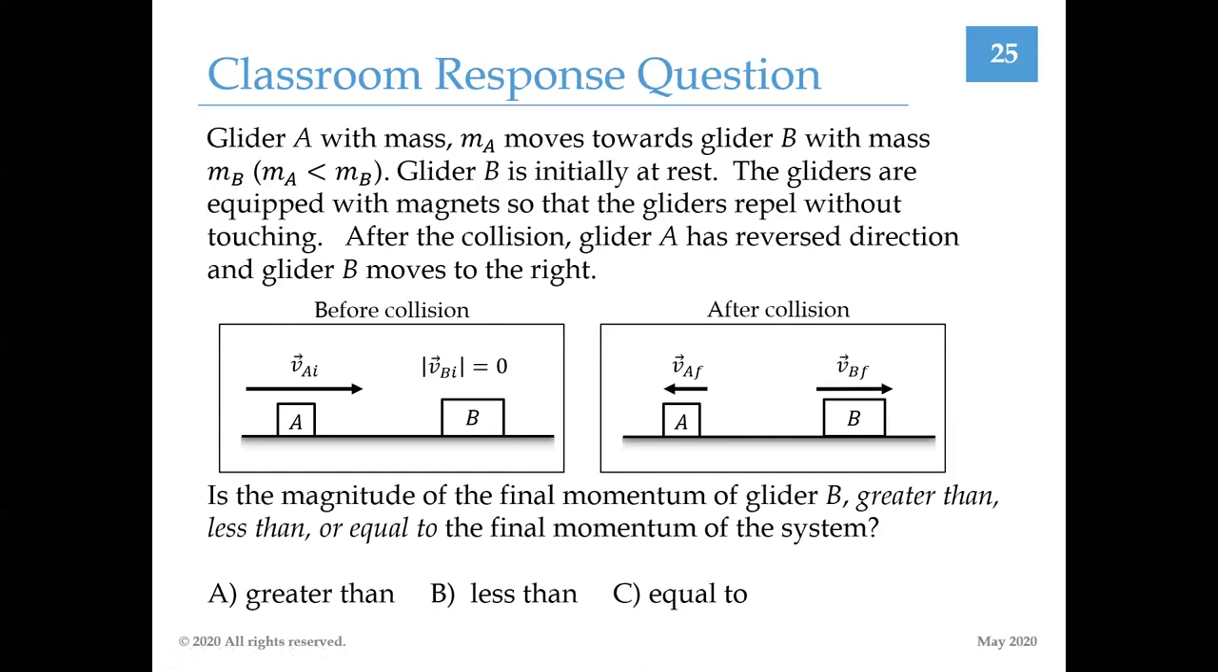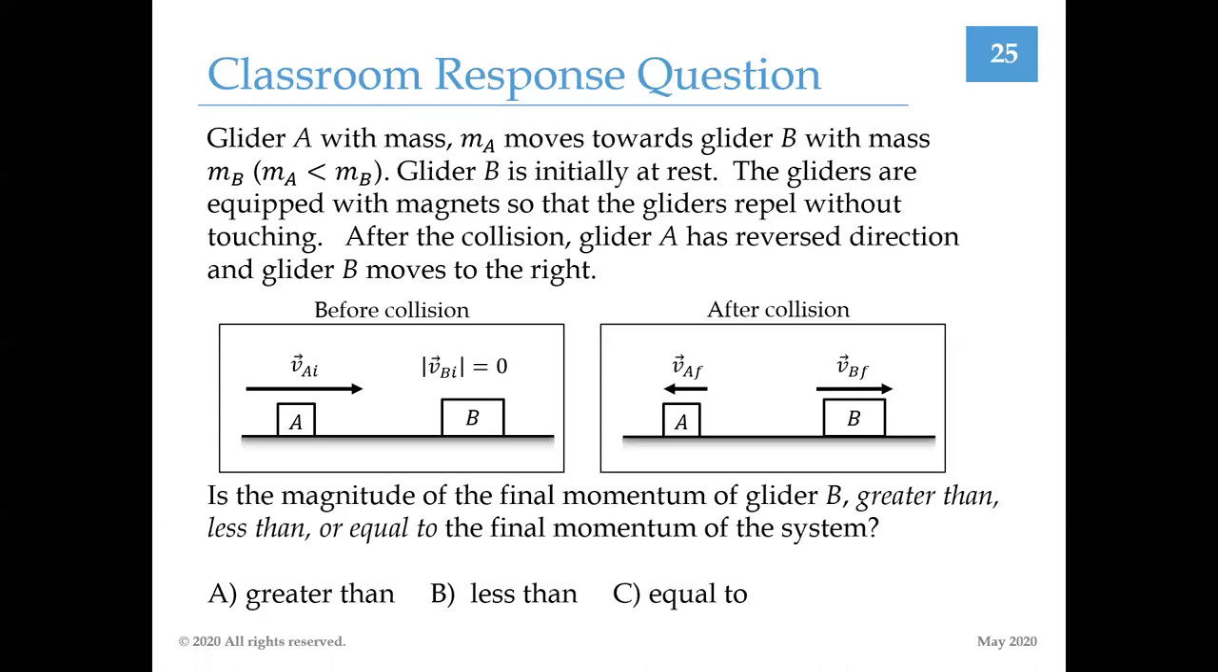So we know that those two quantities have to be equal to each other, and maybe it would help to write some of this down if you're not doing so already, just so you can keep track of it. If we initially know that the momentum is M_A V_A initial, and that must be equal to the final momentum of M_B V_B final minus M_A V_A final, then that tells us that M_B V_B final, the final momentum for just block B, is actually equal to the sum of M_A V_A initial plus M_A V_A final. So what that tells us is that block B, or glider B, actually has a greater momentum than the total momentum of the final system.